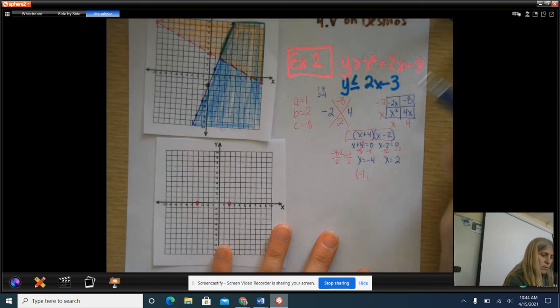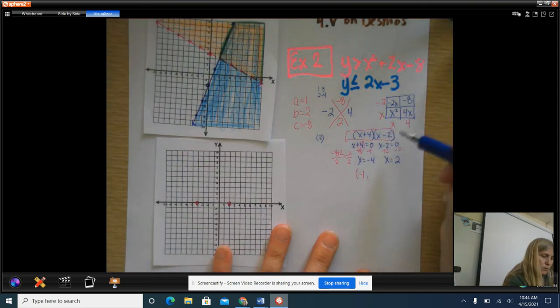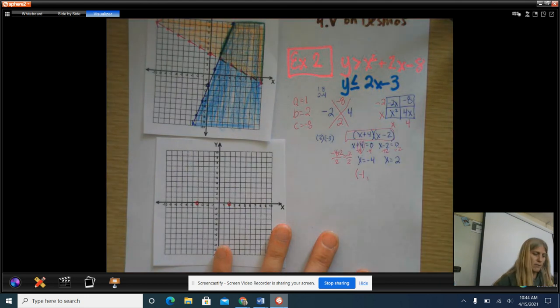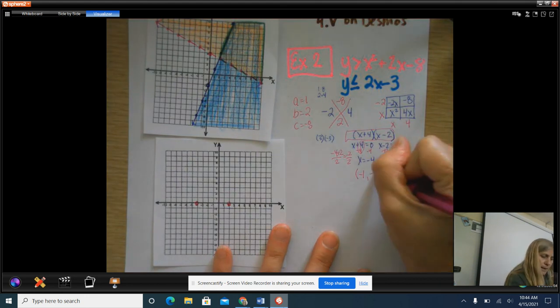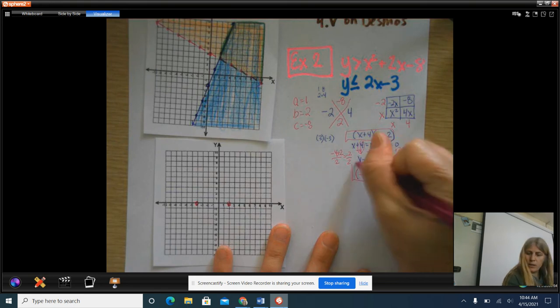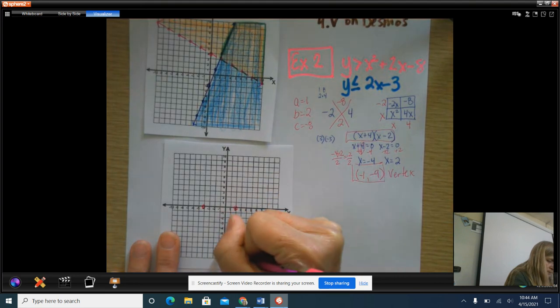Negative 1 plus 4 is 3. And negative 1 minus 2 is negative 3. Negative 3 times positive 3 is negative 9. And that is my vertex. So I'm going to go ahead and plot my vertex at negative 1, negative 9.